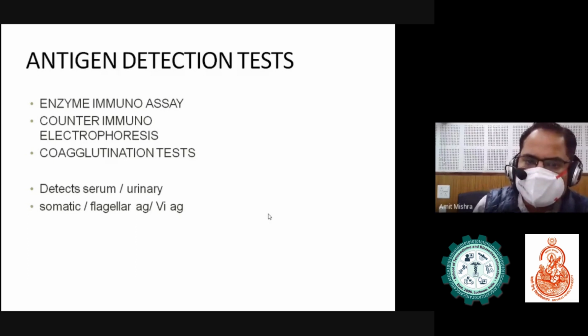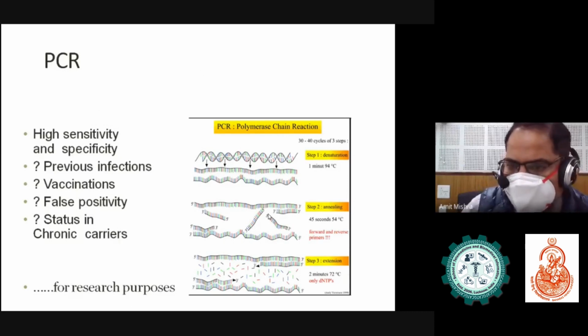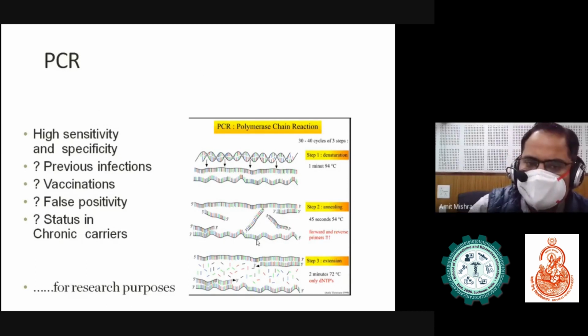Antigen detection tests are based on enzyme immunoassay, counter immunoelectrophoresis, and coagulation test. You detect serum, urinary, or somatic flagellar antigens. PCR is basically for research purposes. We can do it, but not commonly.